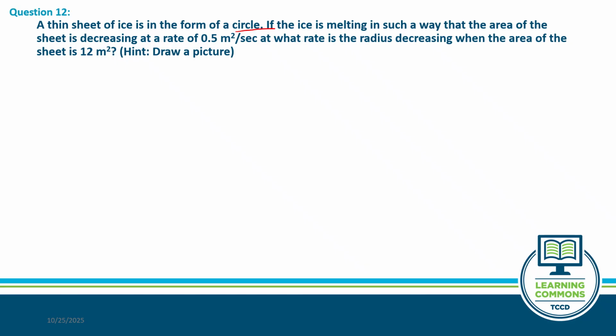If the ice is melting in such a way that the area of the sheet is decreasing at a rate of 0.5 meters per second, at what rate is the radius decreasing when the area of the sheet is 12 meters squared? So I'm going to draw my little picture. I know it's like an oval. Please don't bully me. We are decreasing.